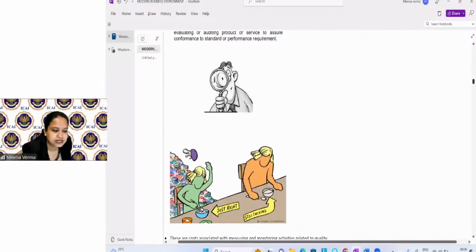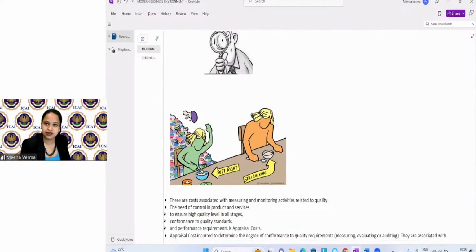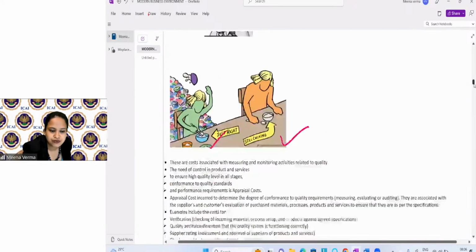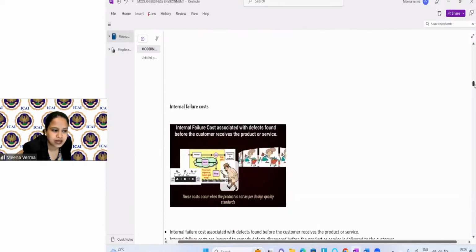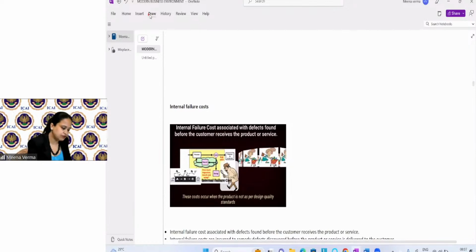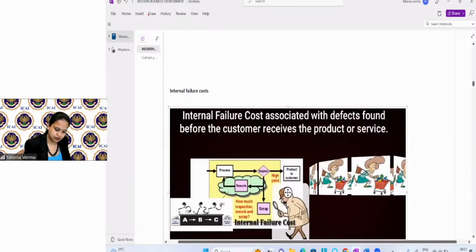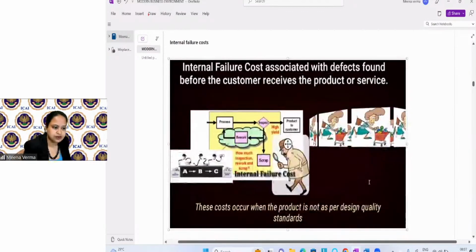So what is appraisal? Appraisal means checking. Even checking is not good, right? Appraisal means checking, just checking, finding the right product. If you fail to find the right product, what will happen? It will result in internal failure costs and you have to do the reworks, right? Internal failure cost.